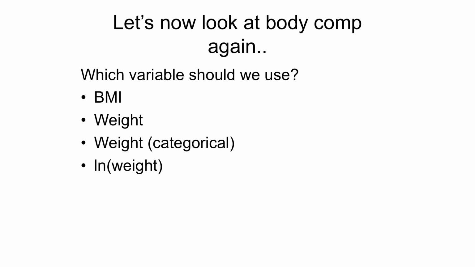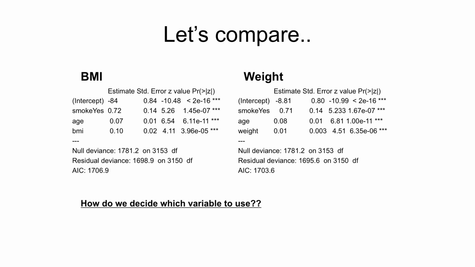So let's take a look at measures of body composition again. We have 4 variables, so which variable should we use? Remember, we said that we should only include one of these variables because these are likely collinear. Let's compare a model that includes BMI to one that includes weight. The inclusion of these variables has a similar effect on the model. The smoking coefficient and the error are about the same. So how do we decide which one to include?